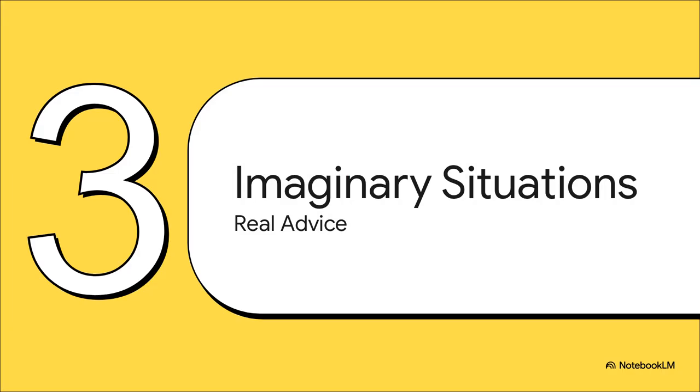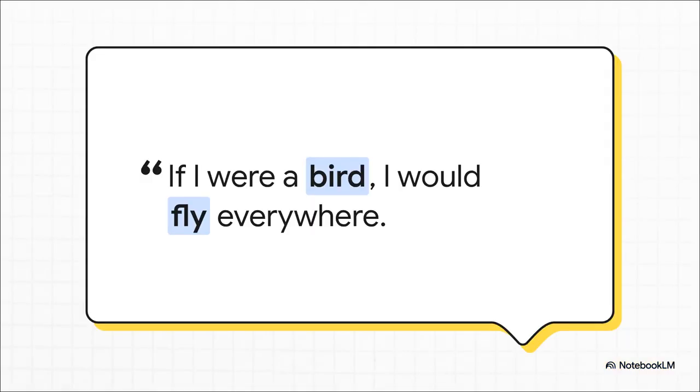So we've got the formula down. Now let's see it in action, taking it from pure fantasy to some very real, very practical advice. This is the perfect example of a purely imaginary situation. Am I a bird? Nope, but this sentence lets me explore that impossible idea and its amazing result. It's a brilliant way to show off the dreaming power of the second conditional.